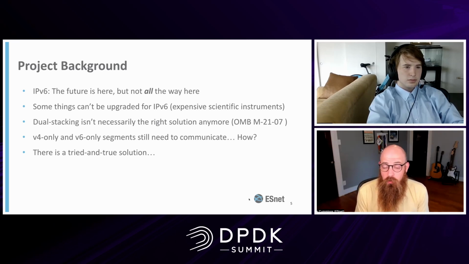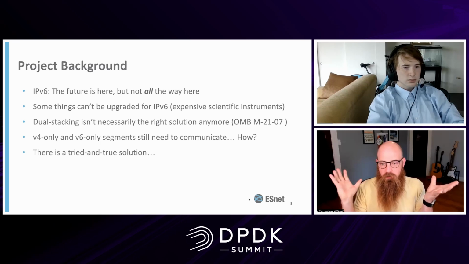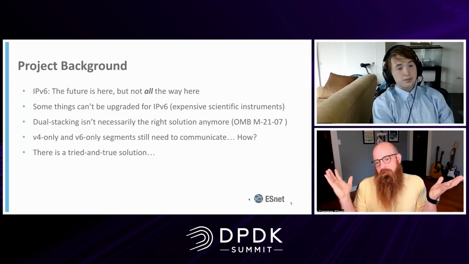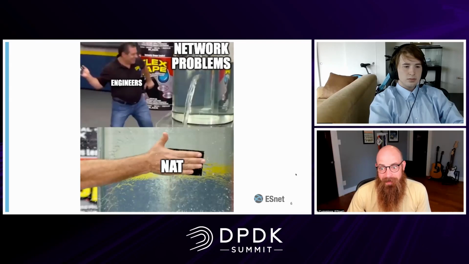However, there is an OMB mandate around IPv6 that now means we have to be moving towards IPv6 only networks. So we can't even, in the US federal government space, necessarily dual stack as much anymore, and we have to move to single stacking IPv6, which is great, but we still have to allow these v4 only segments of the network and these v6 only segments of the network to communicate. So how do we do that? Well, there's a tried and true solution that has been used throughout all the time of network engineering as long as it's existed, which is NAT.